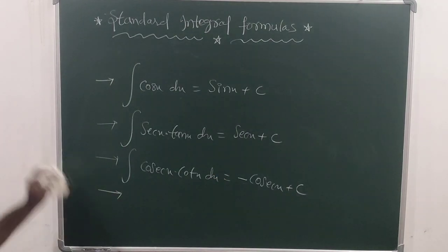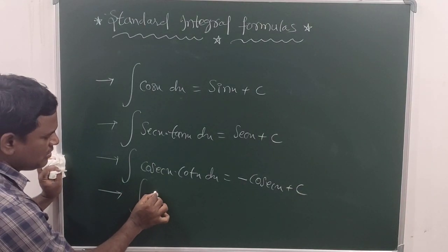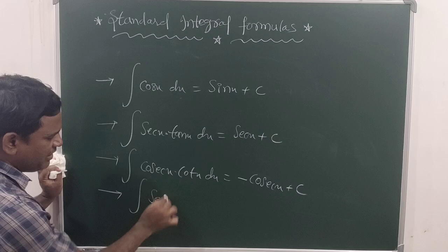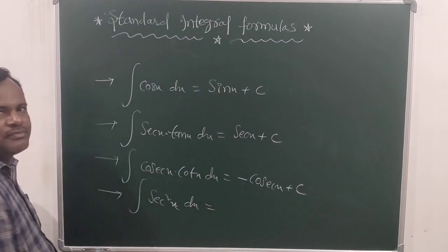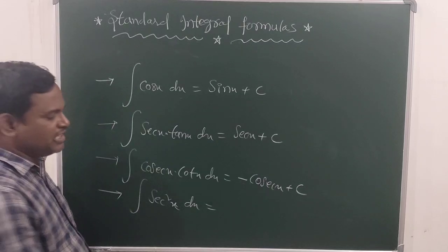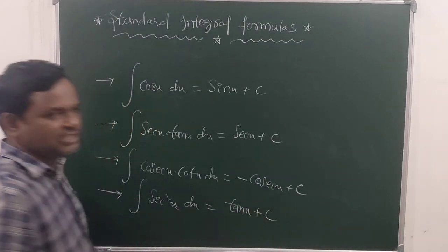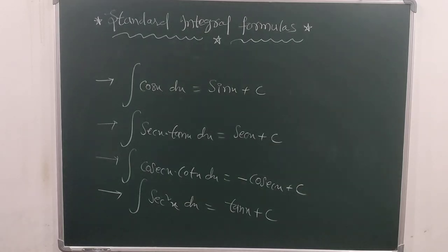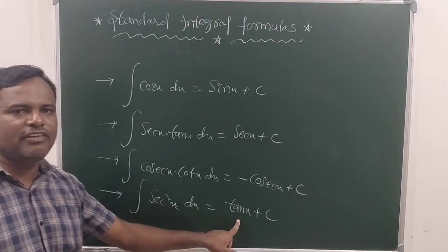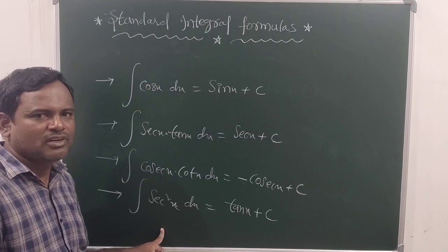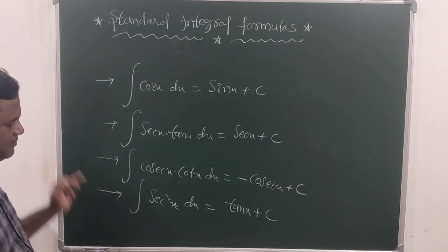Next, the integral of secant square x dx is tan x plus c. Evaluate the derivative of this, you will get this, right? The derivative of tan x is secant square x. Hence, its integral will be tan x.